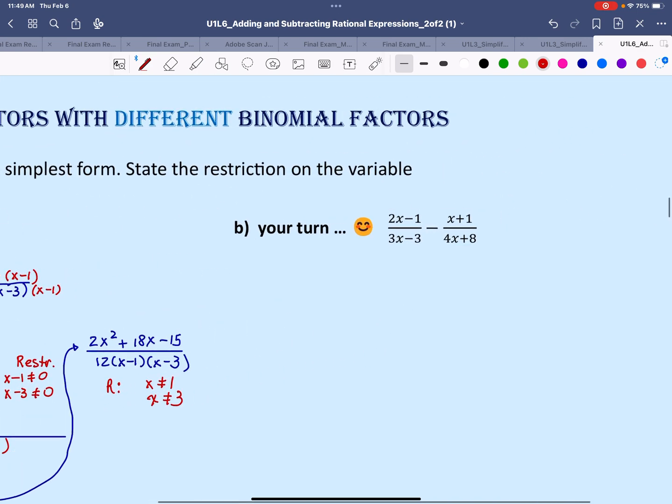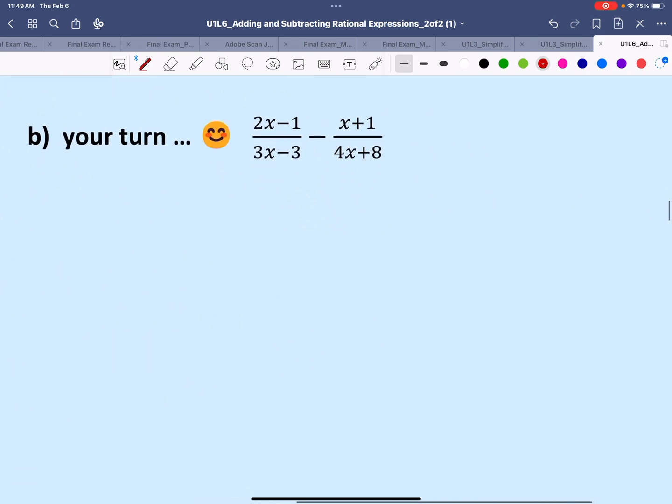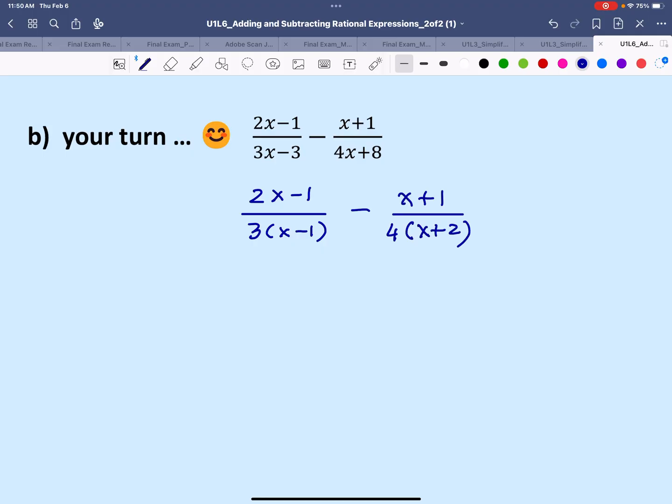So in the next example, I encourage you to try this on your own. We have 2x minus 1 over 3x minus 3, minus x plus 1 over 4x plus 8. So let's get to work. 2x minus 1 over, factor the denominator, 3 times x minus 1, minus x plus 1 over, factor the denominator into 4 times x plus 2. So the lowest common denominator, we can do this a little faster, and I'm going to show the faster way and a more practical way of finding the lowest common denominator.